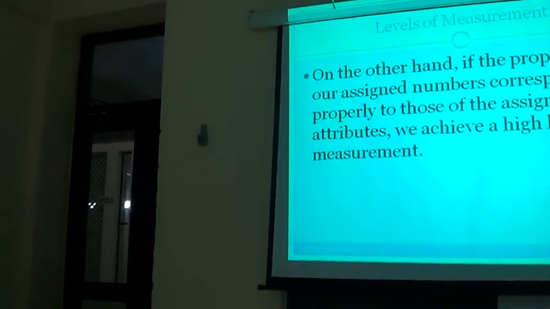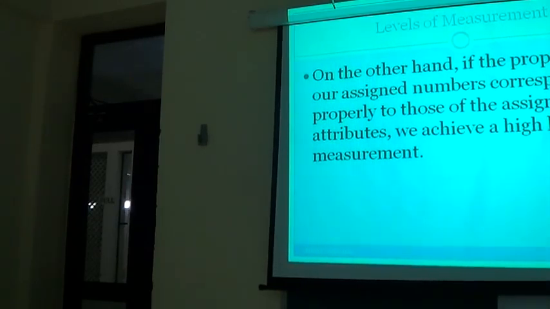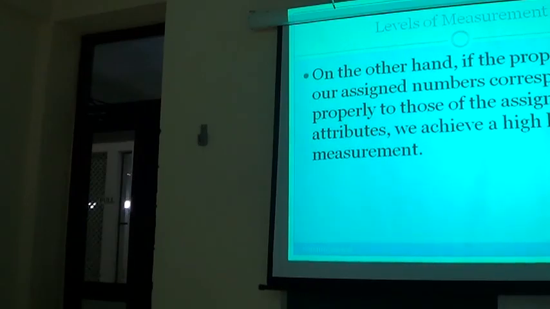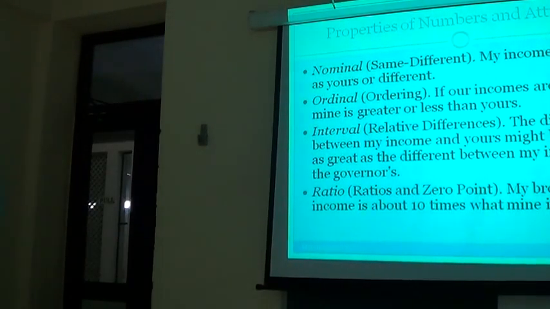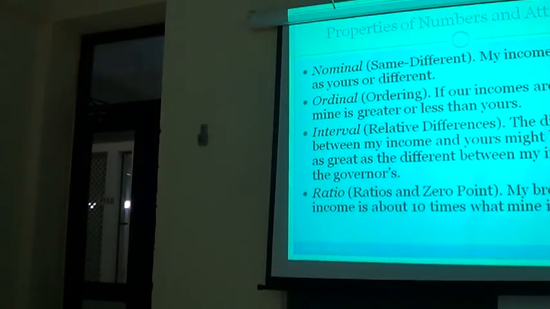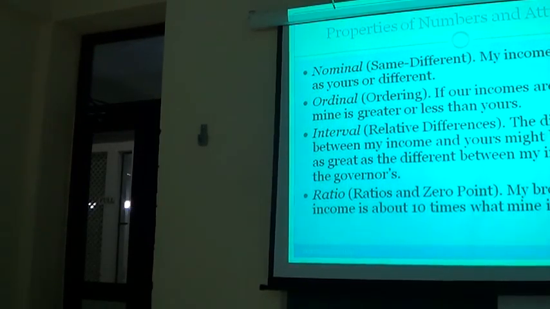So, if the properties of our assigned numbers correspond properly to those assigned attributes, we achieve quite a high level of measurement. That means accuracy is also quite high. Okay? Accuracy is not exactly this, but it is to make you understand how I'm using that term. So you see nominal, ordinal, interval, and ratio, these four levels of measurement.